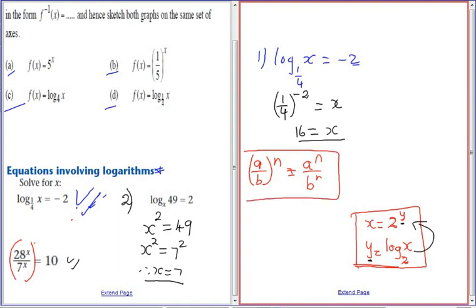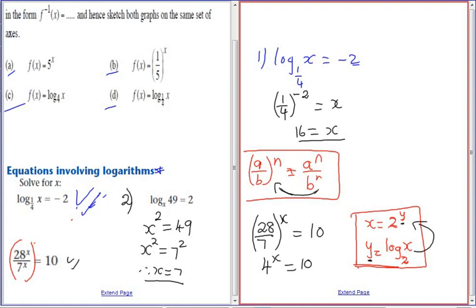Well, because we are actually moving from this side back to that side, not the other way around, that expression can now be written as 28 over 7, all raised to the power of x. And then when you divide your 28 by your 7, you will simply get 4 over there. So you have 4 raised to the power of x is equal to 10.